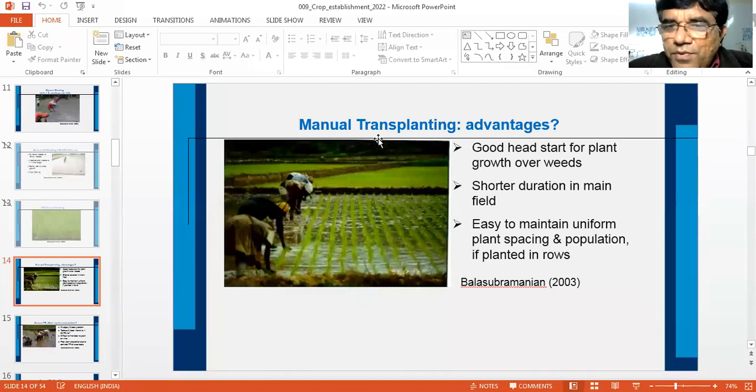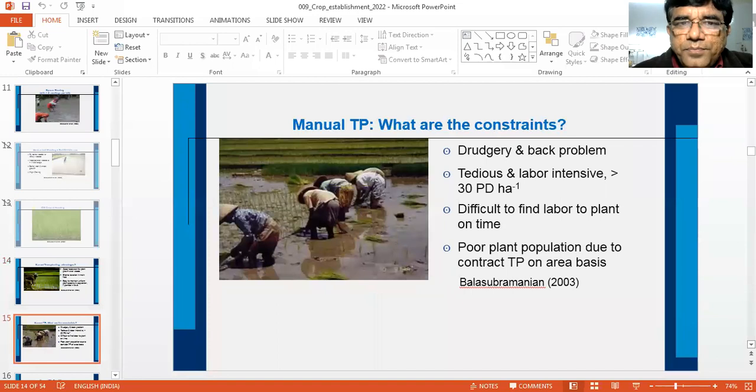Easy to maintain uniform plant spacing because here you have control where you can transplant. So it is much easier to maintain the uniformity in plant population. So this is the advantage of transplanting.